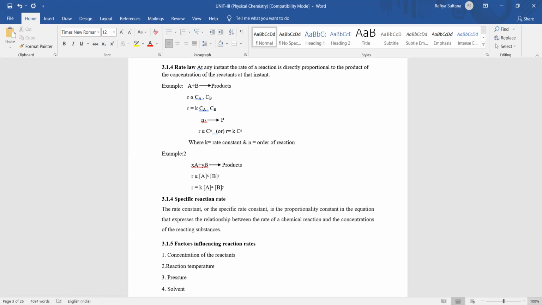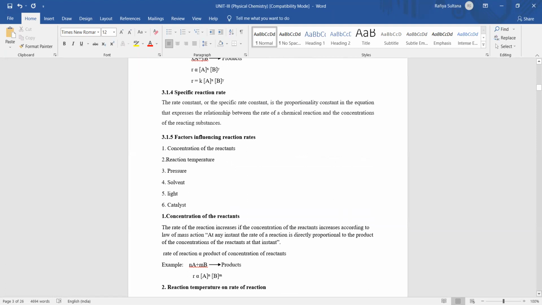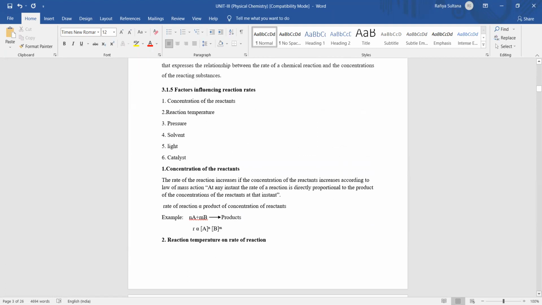So factors influencing the rate equation is also an important question for the short answers. So what are the factors? Anybody please read out the screen. Factors. Yes, girls, please, anybody read out. Yes, ma'am. Factors influencing reaction rates. First, concentration of the reactants, reaction temperature, pressure, solvent, light, catalyst.